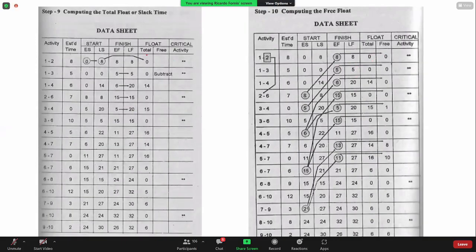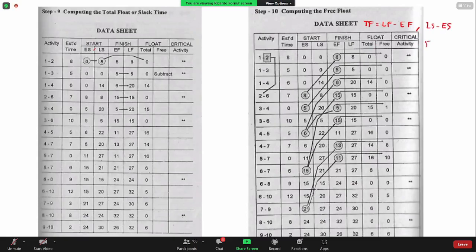Total float. To solve for the total float, subtract the early start. Total float is just equal to late finish minus early finish, LF minus early finish, or you can use late start minus early start. That is the total float.